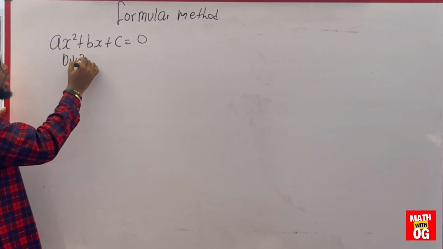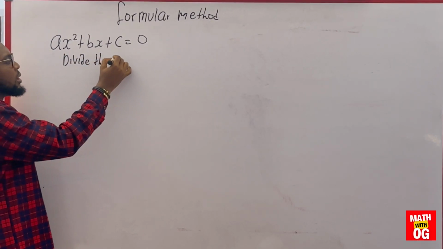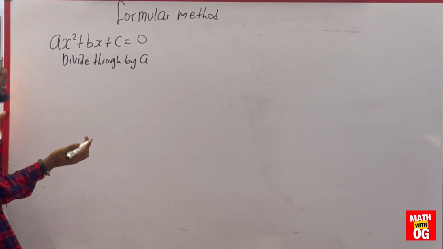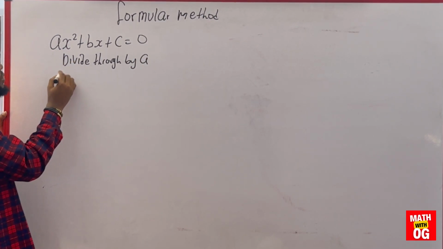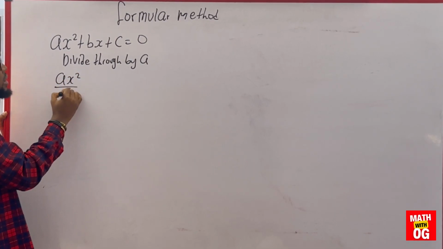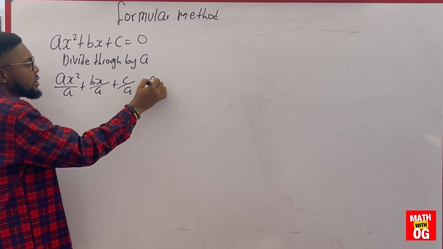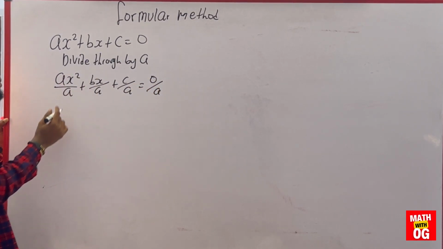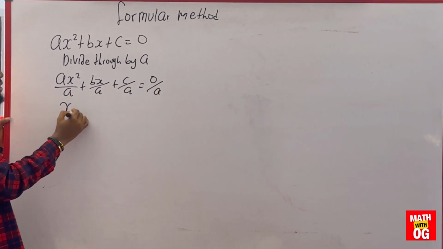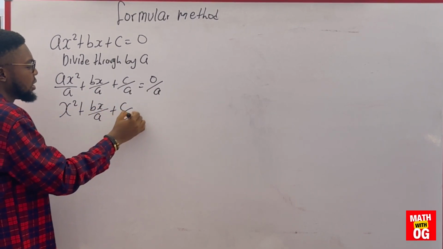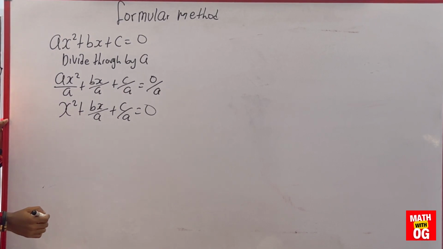If I divide through by a, it means I have not changed the formula. If I divide through by a, this should give us ax squared over a plus bx over a plus c over a is equal to 0 over a. So my equation still remains intact. So this is x squared plus bx over a plus c over a is equal to 0.